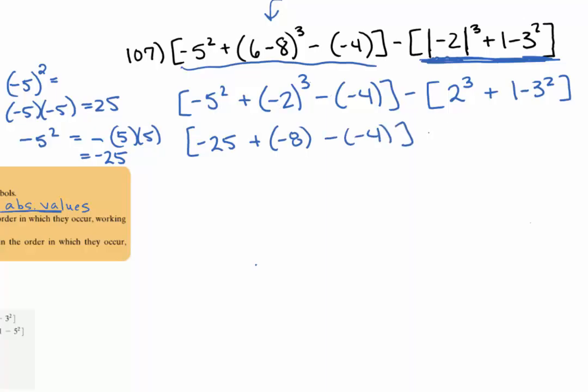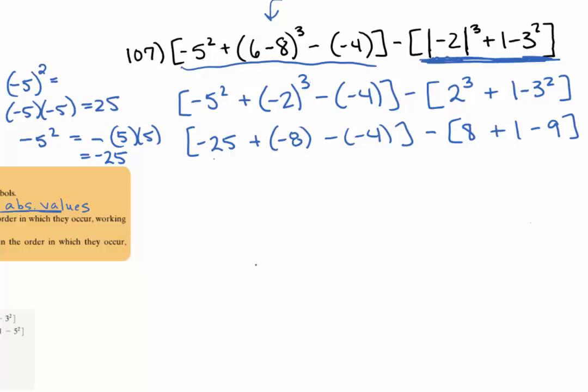And then on the second set of brackets, we'll go ahead and evaluate any exponents. Here I have 2 cubed is 8, plus 1 minus 9. And then as we revisit the two different brackets, we'll look to see if there is any multiplication or division. And I don't have any in either one of those, so now we're to addition and subtraction from the left to the right.